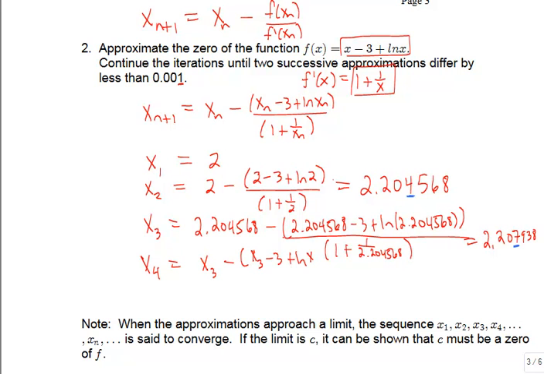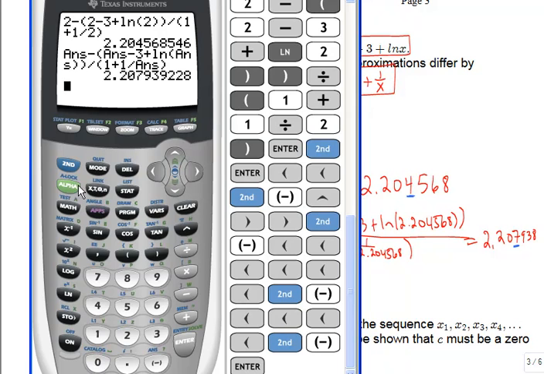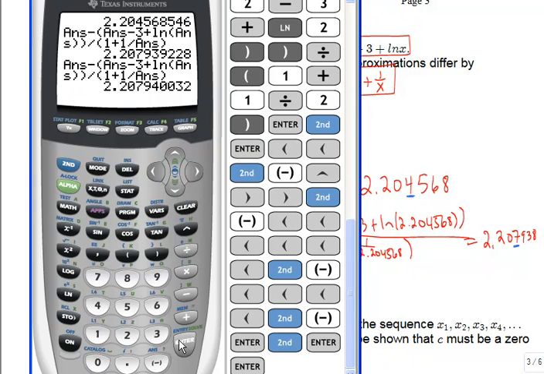And the nice thing is once you've changed that ANS in all of your positions, then your calculator can do this very, very easily. All I have to do is hit second enter, and the ANS that it's going to refer to is always the very last answer it got. So now it's going to replace this ANS with this 2.207939. I don't have to bother making any modifications at all. I'm just going to hit enter, and this automatically gives me my x sub 4. So this is 2.2079400032.